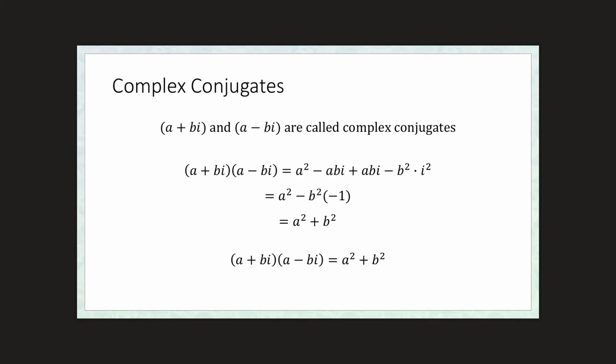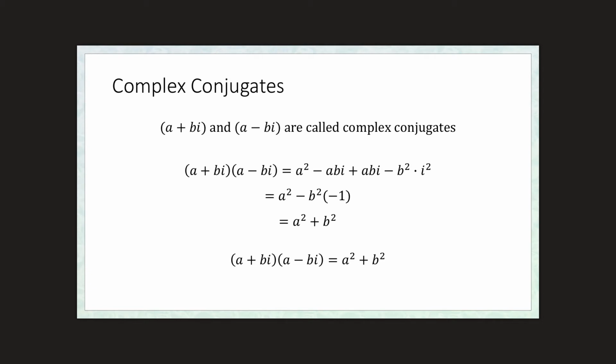So a plus bi and a minus bi are called complex conjugates. And remember, these are the numbers that when you multiply them together, the imaginary part of the complex number is eliminated and all you're left with is a real number. It eliminates the imaginary part of the number. So complex conjugates are very important. And let's see how they actually end up working out.